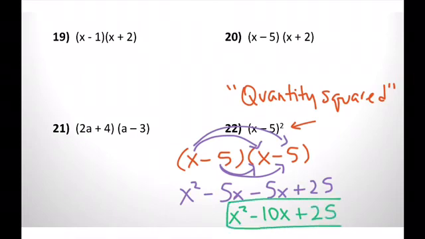People that take what I like to call the stupid shortcut, they get the x squared part and they get the 25 part, but they totally miss out on what's in the middle. Kind of like with an Oreo, you don't want to miss out on what's in the middle. You have to get that.